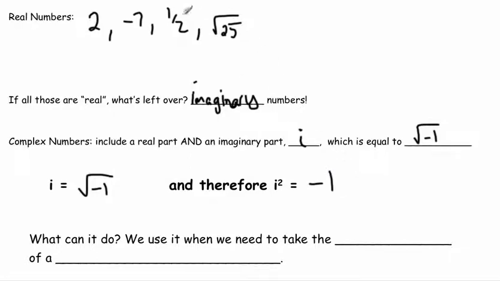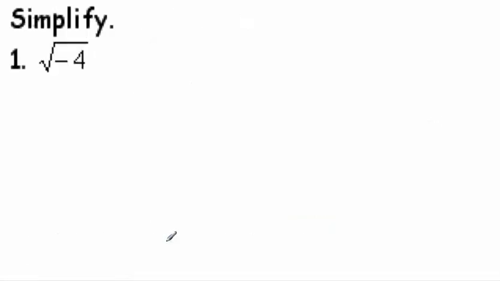Now this right here, let me highlight this. This is going to be very important later in the lesson. i squared being equal to -1 is going to be very, very important. So what can it do? Well, we use it when we need to take the square root or even root of a negative. So when we have to take the square root of a negative, we're going to throw in an i. So let's look at an example where this happens.